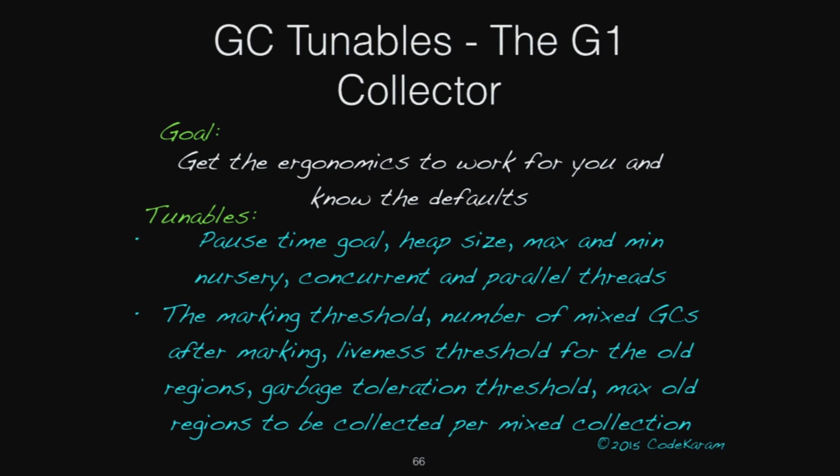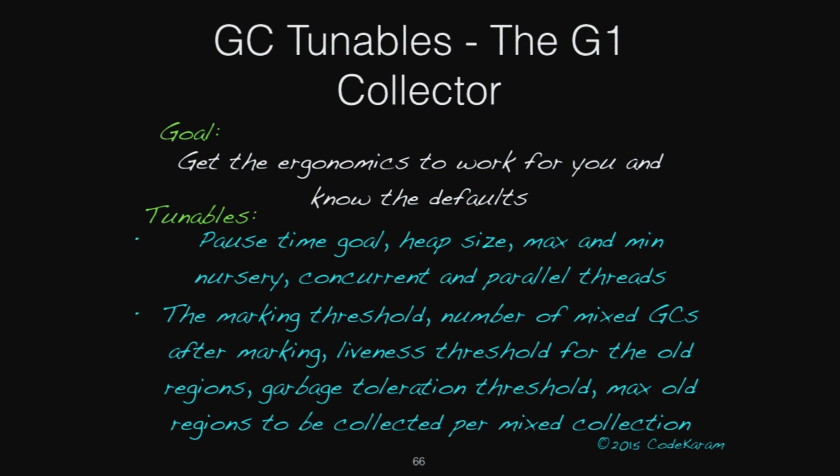The concurrent and parallel threads, the marking threshold itself, the number of mixed GCs after marking, right? The liveness threshold for the old generation. So that determines how expensive a particular region is for collection. If you have more live objects in one region, that is more expensive because you're moving live objects. That's what you're doing. You're achieving compaction by copying, right?